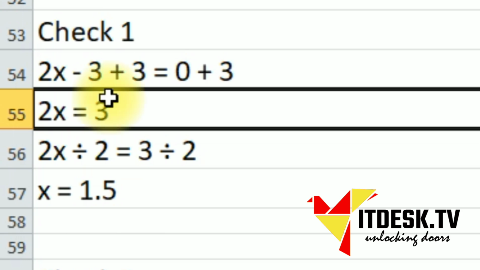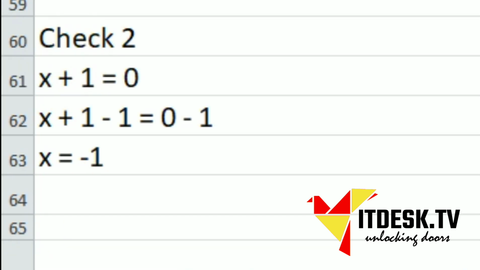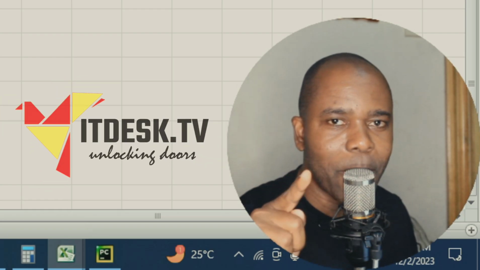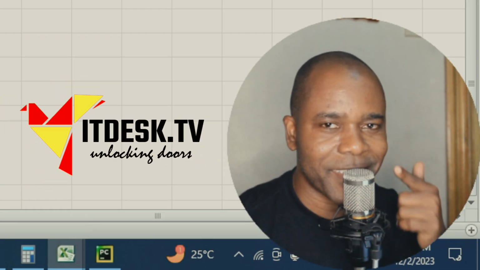Let's do the other side. We're checking on the second side. x plus 1 equals 0. To get rid of the 1, we have to subtract 1 on this side, so we subtract 1 on the other side. Therefore, x is equal to minus 1. So the two possible values for x, according to this equation, would be x equals 1.5, or x equals minus 1. And that's how you solve this equation.